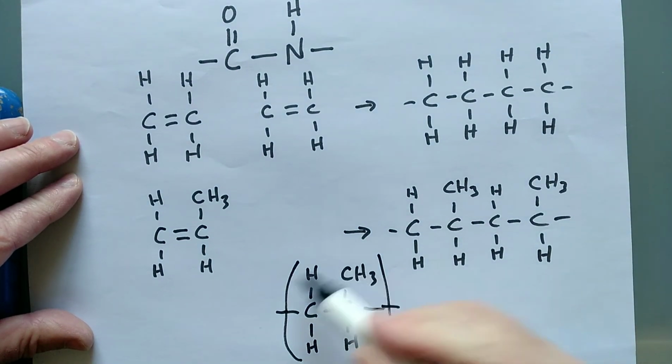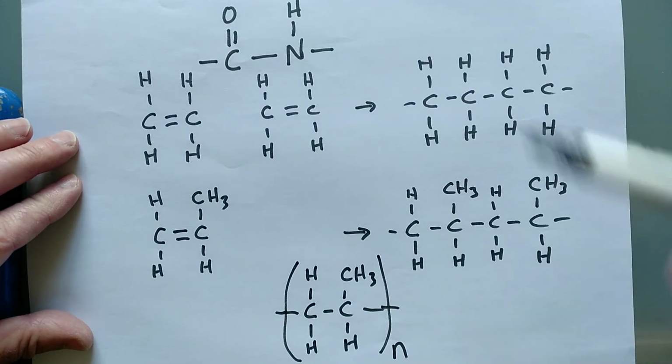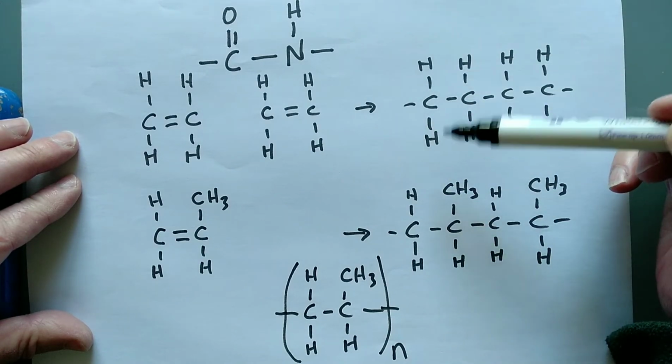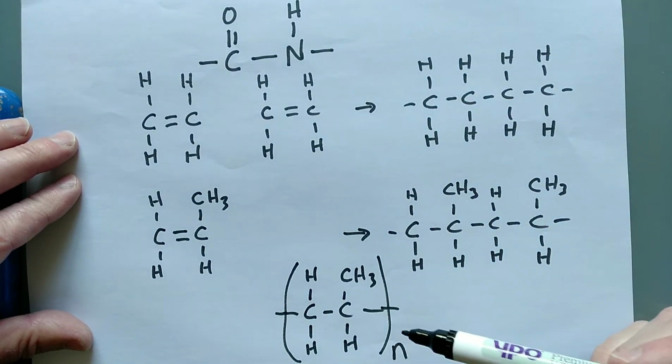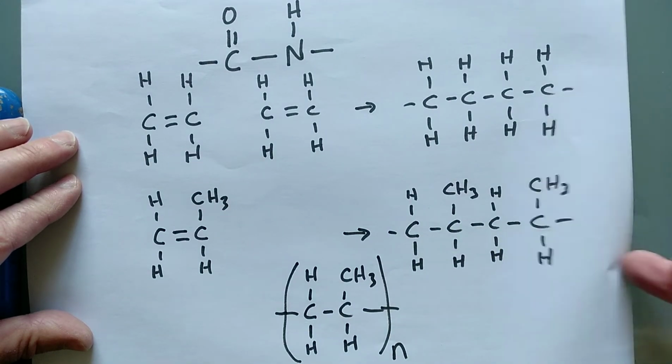N times this. Lots and lots and lots of these all joined together. So anything that you would write in the brackets and put an N after it is the repeating unit. It's quite hard to see in this one because you could say it's two carbons, you could even just say it's the one. But in this one, it's quite obvious that the thing that repeats along the chain is that. So that's just a little bit of review on polymers.